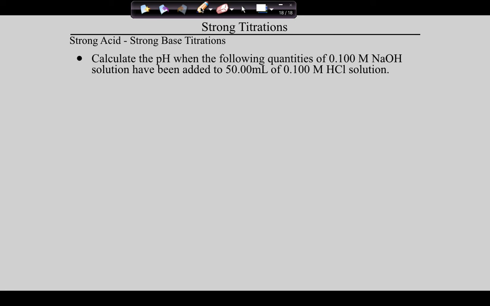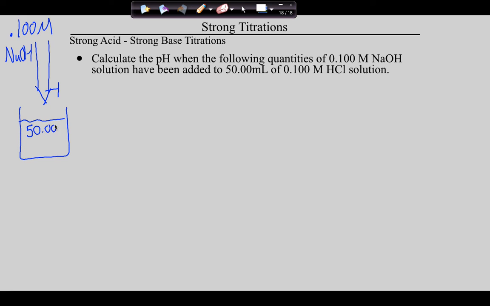So, because I love to draw pictures, we've got a beaker, we've got a burette. In the burette, we've got 0.100 molar sodium hydroxide. Down here, we have 50 milliliters of 0.1 molar HCl. You guys ready to go? Do you understand the question? Okay.